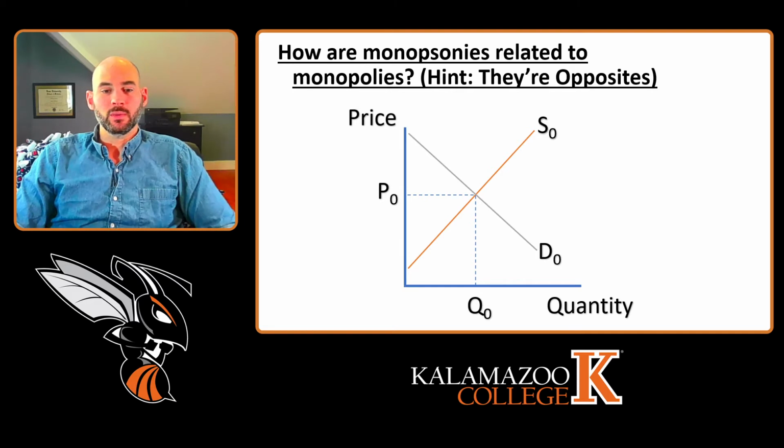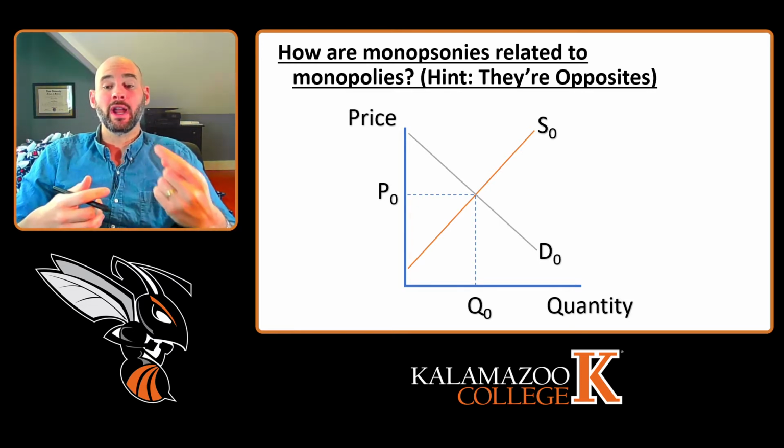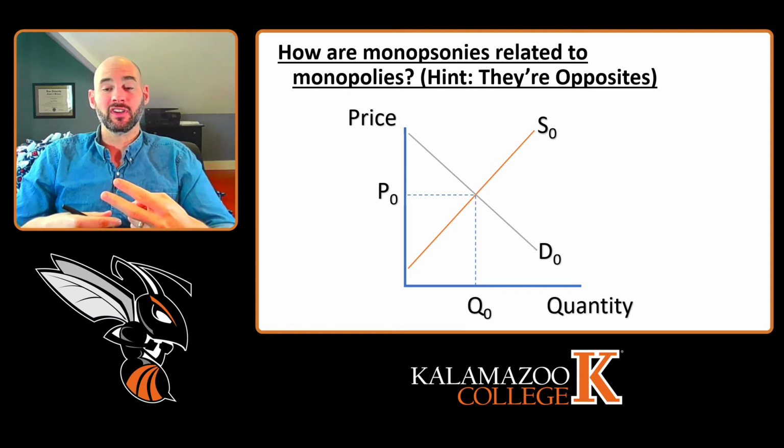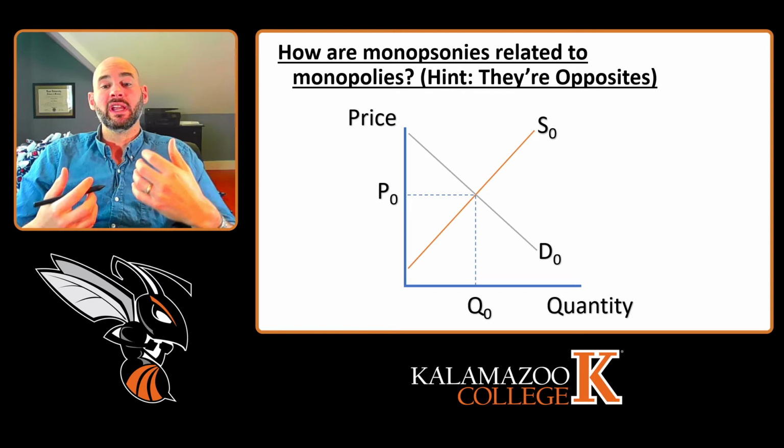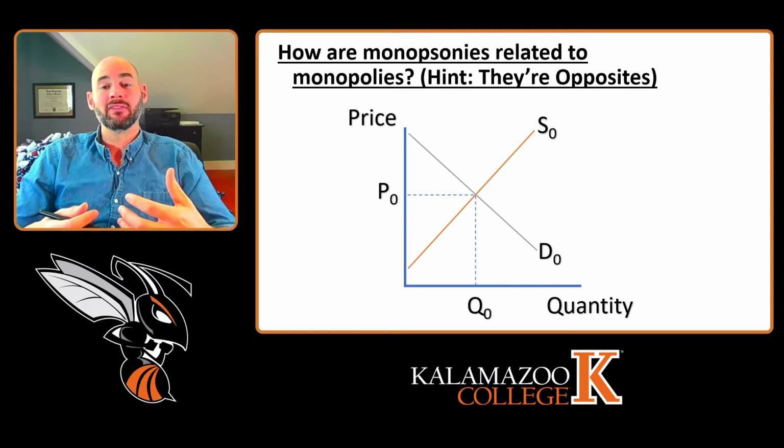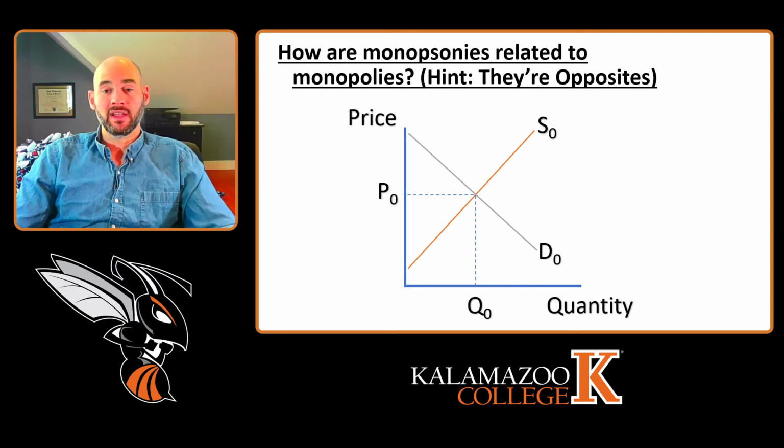So before introducing you to how the minimum wage operates in a monopsonistic labor market, let's think about how monopsonies are related to monopolies. And I've provided up here this hint that they're opposites. Whereas we know that monopolists are only one producer of a good and monopsonists are only one consumer of a good, that's one way in which they're opposites. We also know that when we illustrate the supply and demand graph for monopolists, we add the marginal revenue curve, which is underneath the demand curve. When we draw the supply and demand graph for monopsonists, we're going to draw a new curve that's above the supply curve, and this is going to be the marginal expenditure curve.